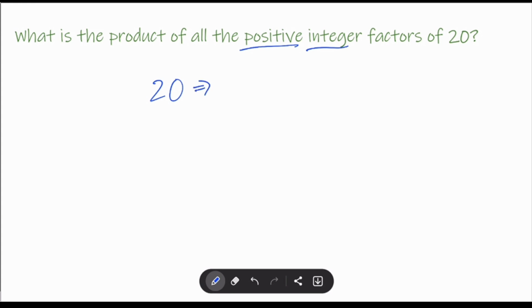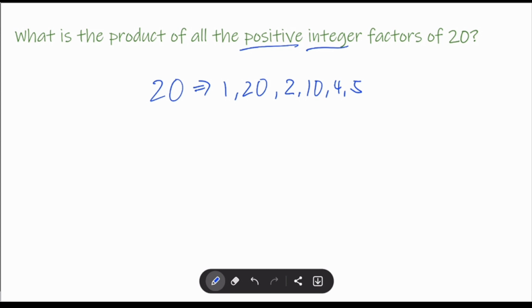factors we have. Well, of course, 1 times 20 is 20. 2 times 10, so 2 and 10 are the factors. 3 is not, 4 times 5, and I think that's it. So 1, 2, not 3, 4 and 5. Then 5 and 4 is the same. So we only have these factors, there are 6.